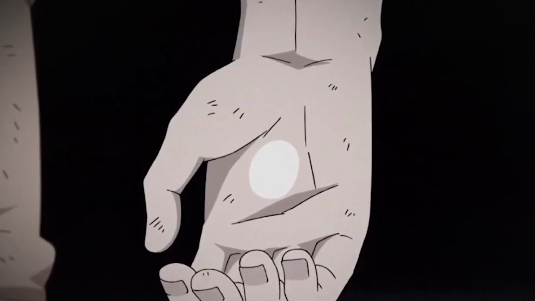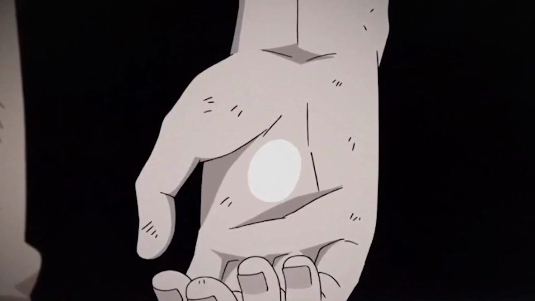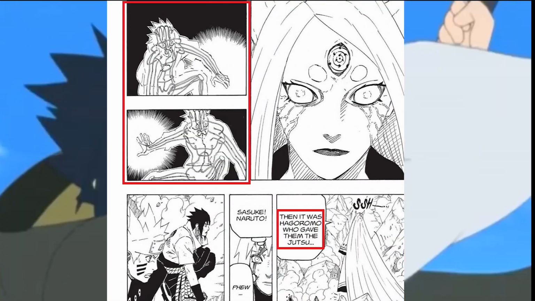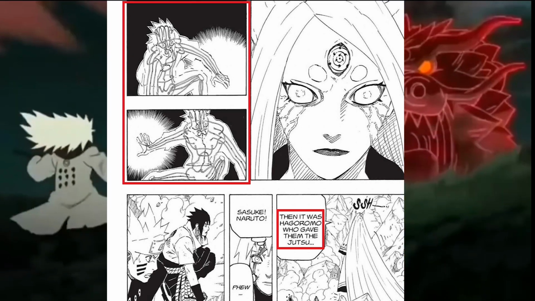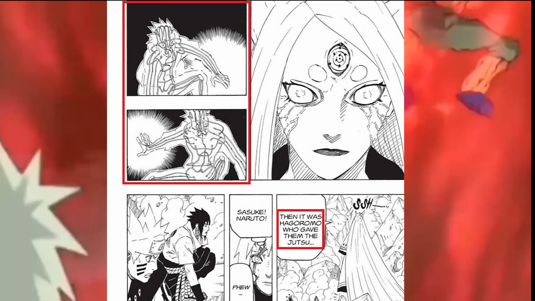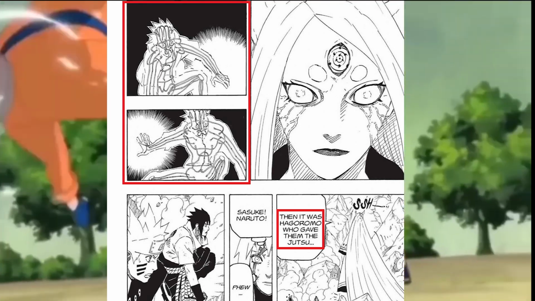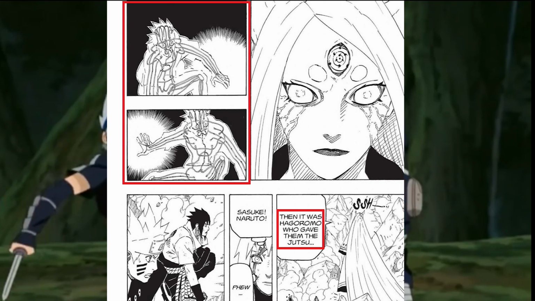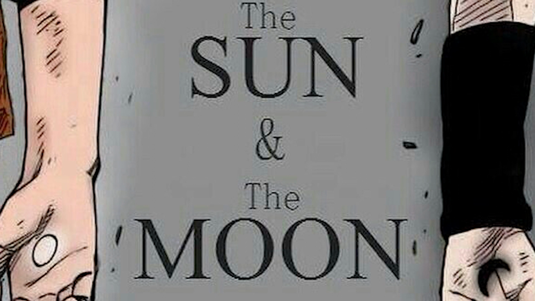Now a lot of you guys might disagree, saying that the source of the 6 paths power Naruto got from Hagoromo was not the Sun Seal, but this is verified when Kaguya actually used her Byakugan to examine Naruto and Sasuke, and she saw that the source of their 6 paths power is actually their respective arms, which was the right arm for Naruto and the left arm for Sasuke, which is where they had the Sun and the Moon Seal.